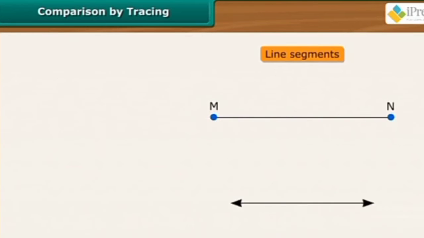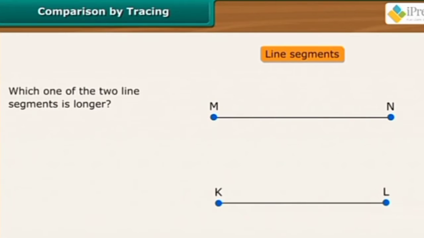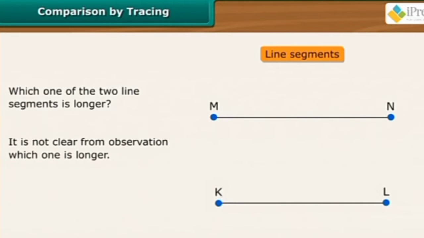By tracing. Look at the two line segments MN and KL. Which one of the two line segments is longer? It is not clear from observation which one is longer. Therefore, trace KL on a tracing paper. Place it on MN. It is clear that KL is smaller than MN. Hence, MN is the longer line segment.